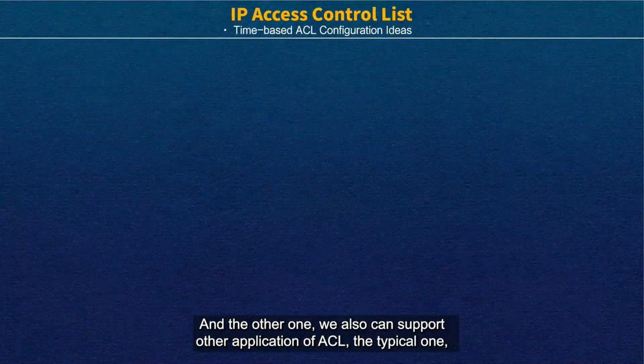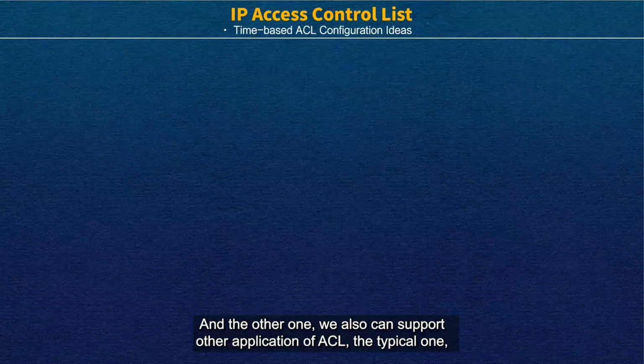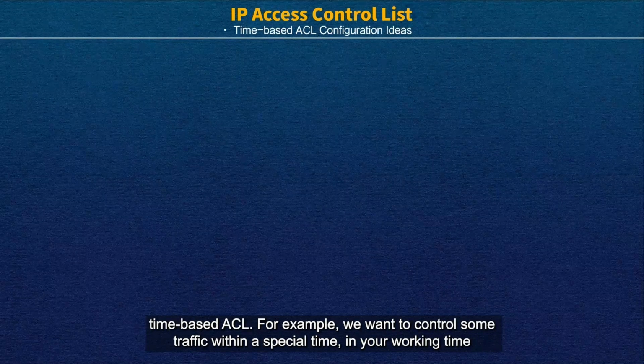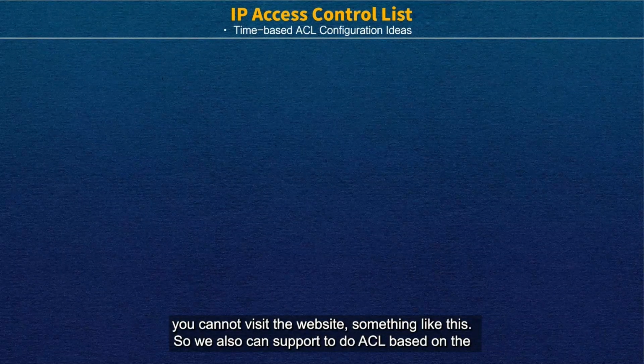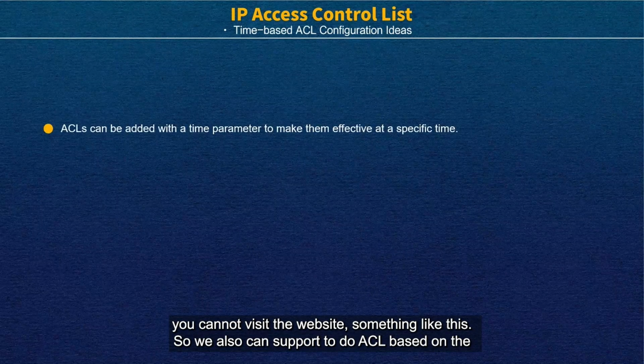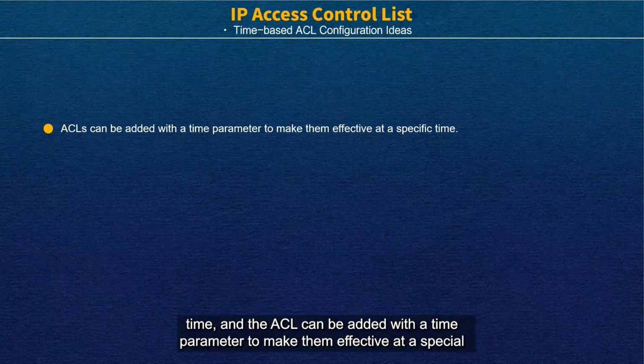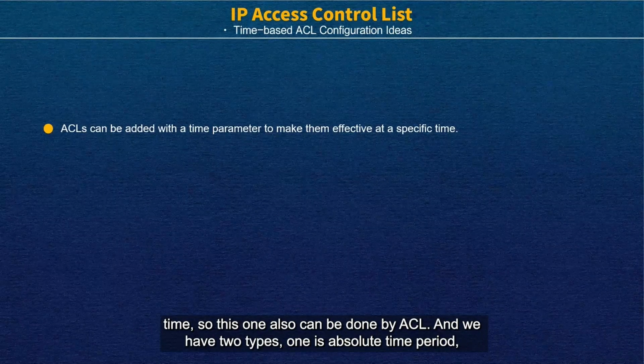And the other one is another application of ACL, the typical one: time-based ACL. For example, we want to control some traffic within a special time. In your working time, you cannot visit certain websites, something like this. So we can also do ACL based on time, and the ACL can be added with a time parameter to make it effective at a special time. So this one we can also do.